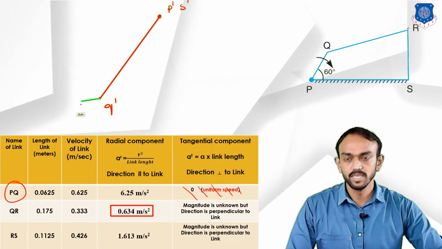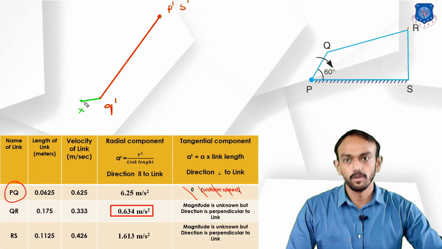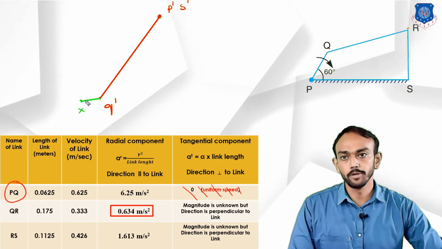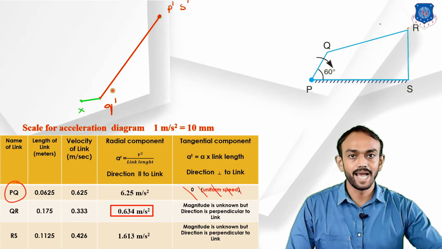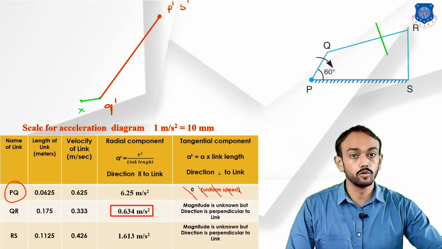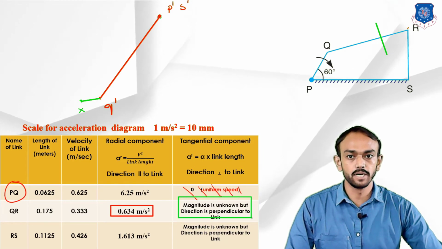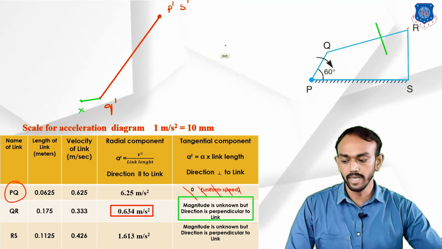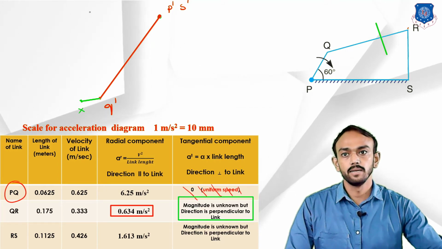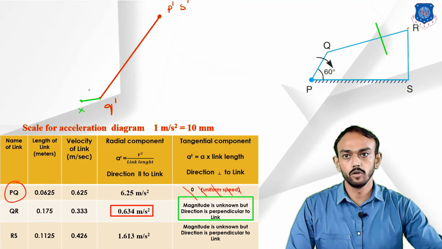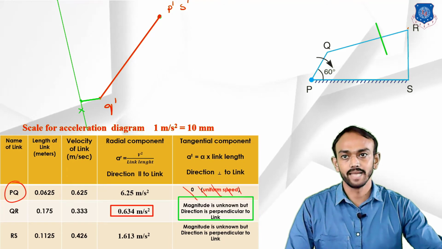Now let's take this point as X. From this point we will draw the perpendicular to this link QR, but we don't know the magnitude. As you can see here, the magnitude is unknown, but we know the direction is perpendicular to the link. So we will draw the perpendicular like this, and we don't know the length.